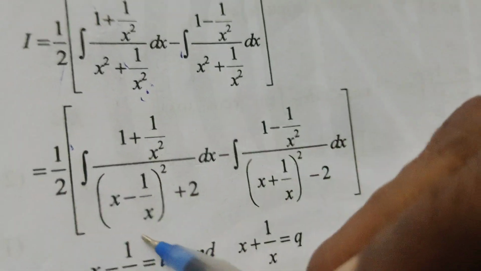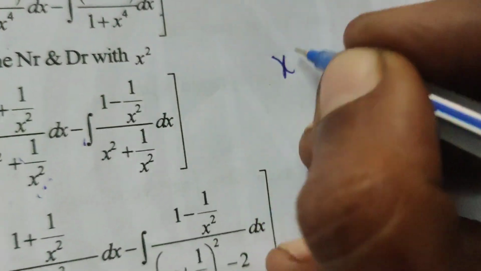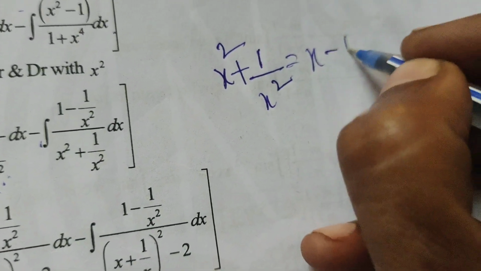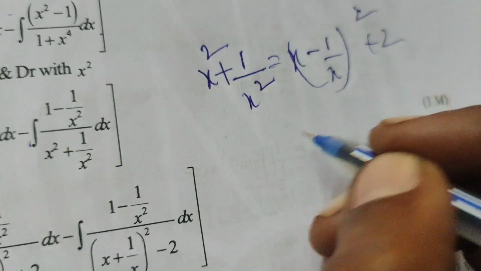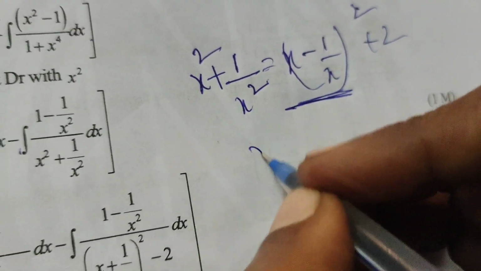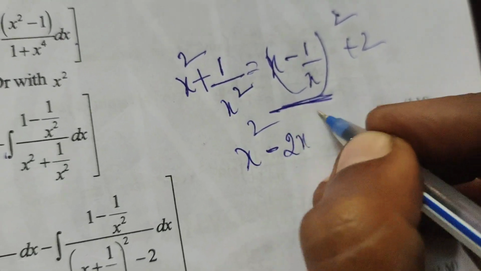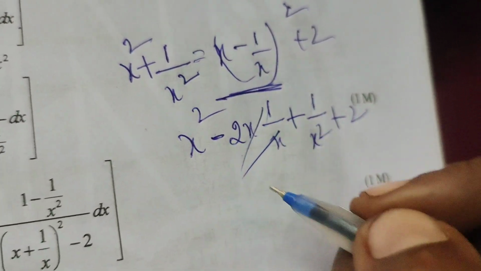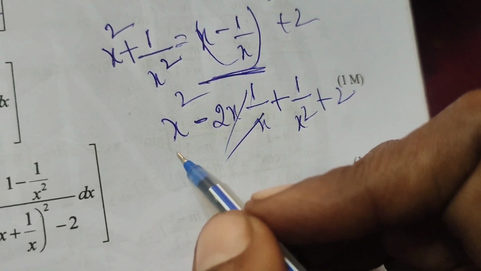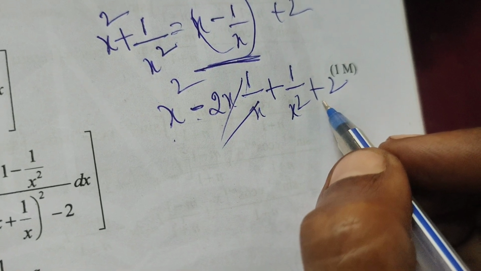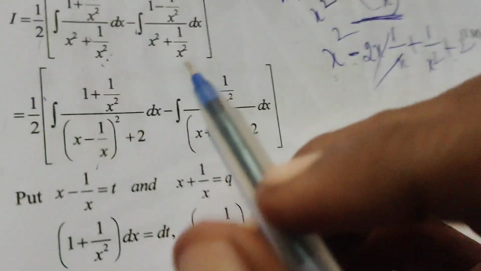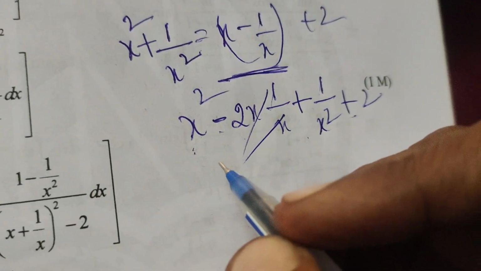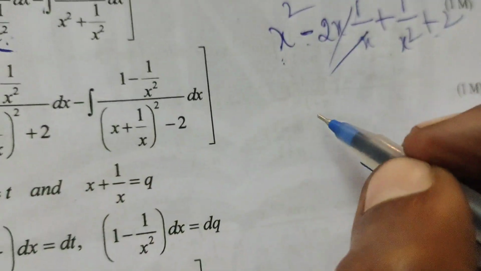Here, x minus 1 by x whole square plus 2. Now, applying the formula a minus b whole square equals a square minus 2ab plus b square: x square minus 2 plus 1 by x square, plus 2. The x terms cancel, and minus 2 plus 2 gets cancelled, leaving x square plus 1 by x square. As it is, the term is obtained. So x square plus 1 by x square splits up like this: x minus 1 by x whole square plus 2.